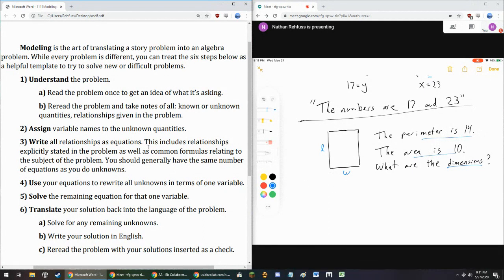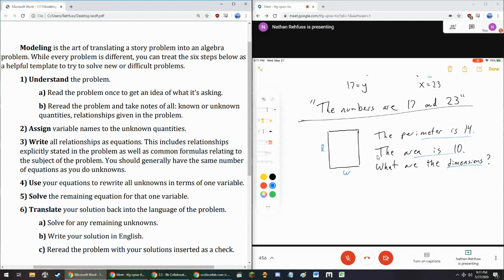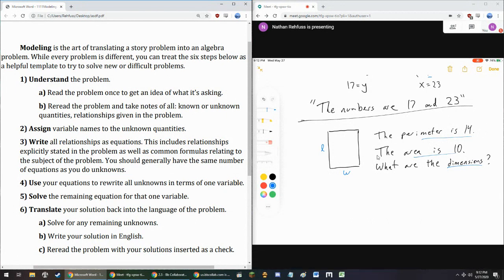Now this is where, when I say common formulas relating to the subject, this is exactly what I'm talking about. Like for example, we know that the area of a rectangle is length times width. So in this case, I can write 10 equals length times width.